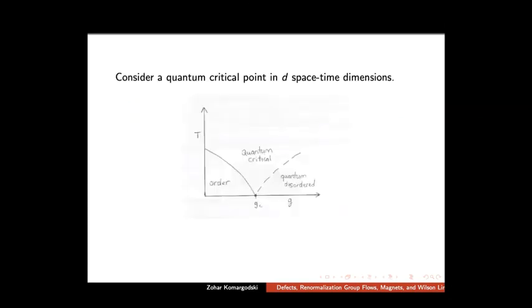So the setup is some quantum critical point in d space-time dimensions. So the number of space dimensions is going to be d-1. It's just convenient for my equations in various places. So we'll be at a quantum critical point at 0 temperature. That will be the setup for the whole talk.